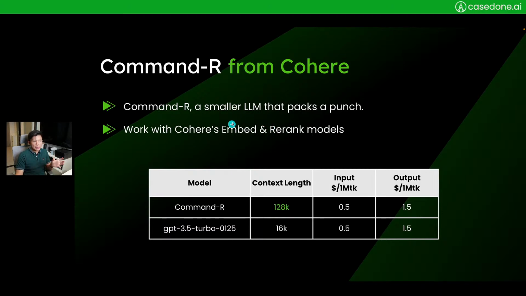These models are called the embed and the re-rank models. In terms of cost, Command R is comparable to GPT-3.5 models, where the input is $0.50 for a million input tokens and $1.50 for a million output tokens. But the key thing is the context length of Command R is about 10 times larger, at 128,000 tokens compared to just 16,000 tokens for GPT-3.5.